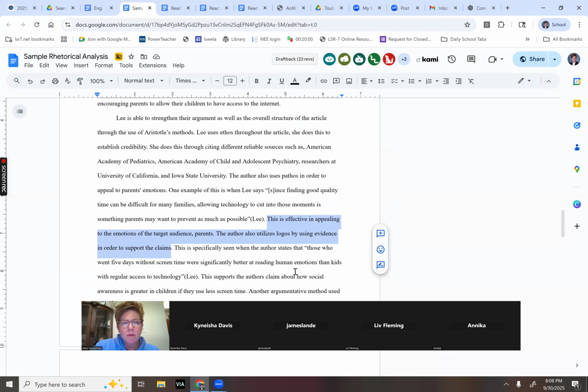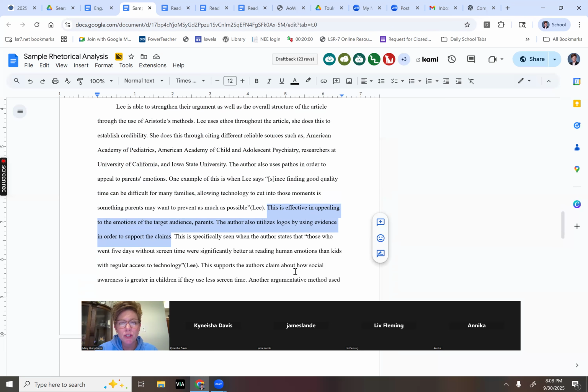So again, tell me what emotion it pulls out, right? Does it make parents feel sad, happy, or a sense of nostalgia? Then this one moves to logos. The author also, again a transition, utilizes logos by using evidence in order to support the claims. This is specifically seen when the author states that, quote, "Those who went 5 days without screen time were significantly better at reading human emotions than kids with regular access to technology."